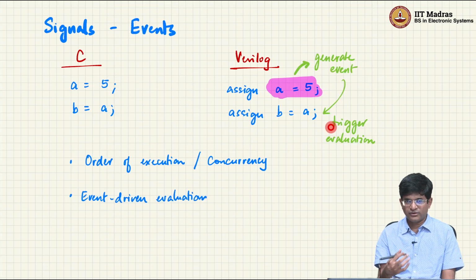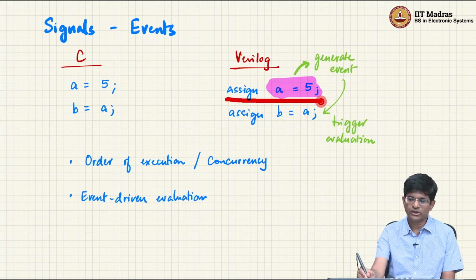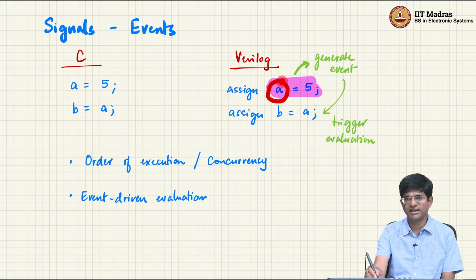The consequence of this is that we can think in terms of so-called events, right. Assign A equal to 5: what it is doing is taking a value and putting it into a placeholder. I am calling this a placeholder rather than a memory location or a register because in practice it is probably not a memory location or a register, it is just a set of wires somewhere in a circuit, right.